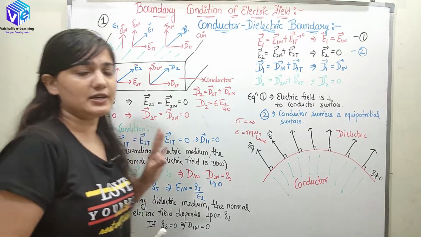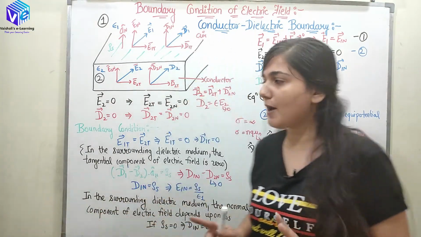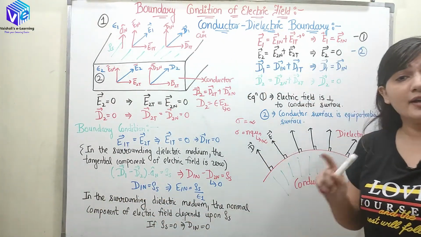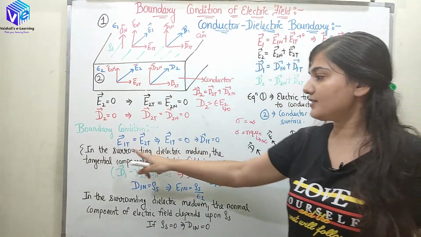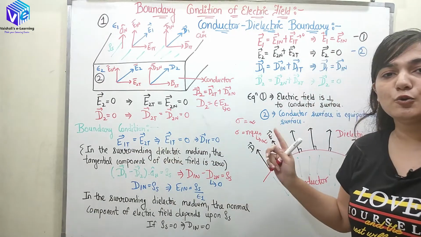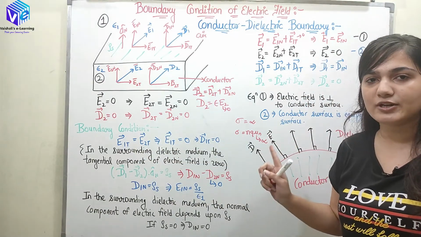Now coming to the boundary conditions, we have already talked about them. I have already told you that we don't need to go into the derivation. So the boundary condition says E1t is equal to E2t. This was the tangential boundary condition.